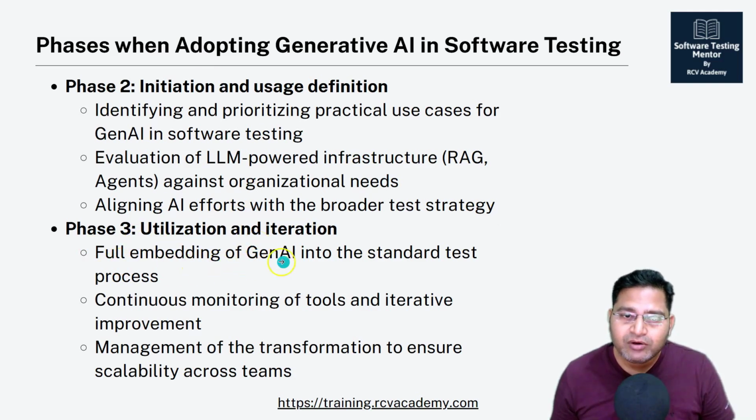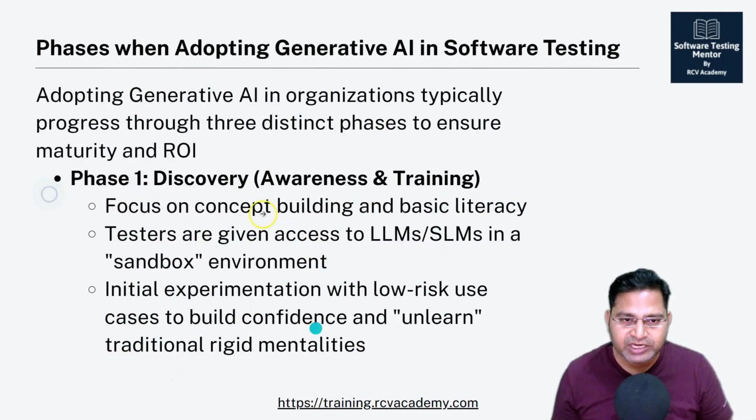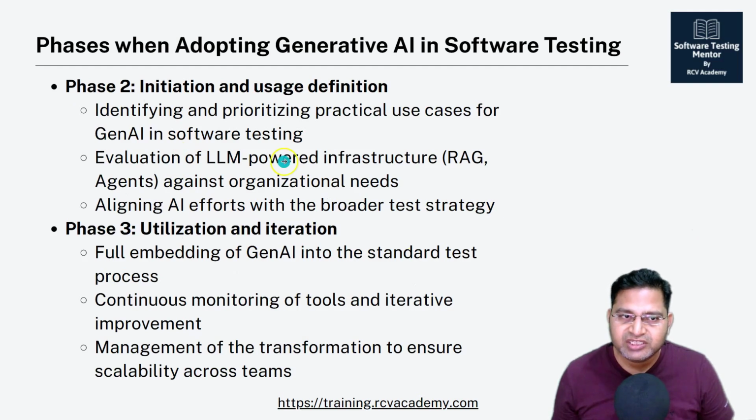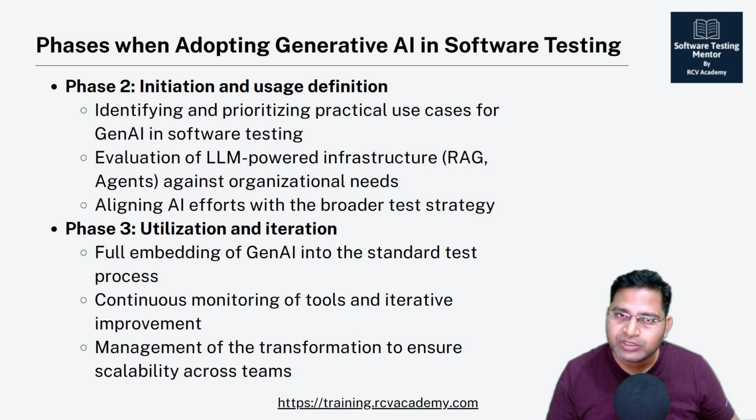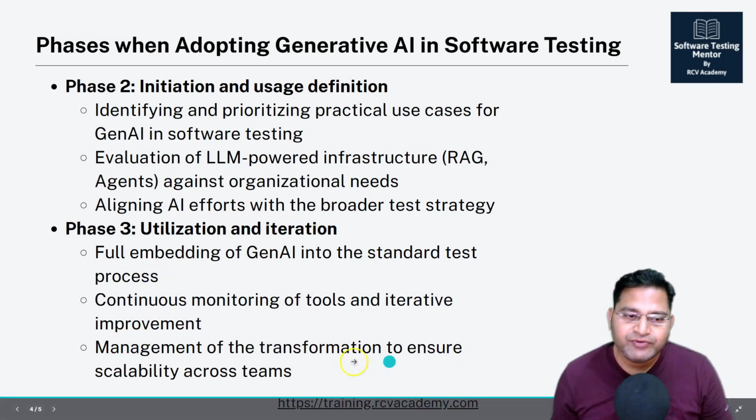Okay, so full embedding of GenAI into the standard test process. You embed it, using LLM Ops, which is how you operationalize. You start with phase 1, wherein you have the sandbox environment. Then you have the initiation and usage definition, wherein you evaluate more use cases and organizational needs. Then utilization and iteration is full embedding of GenAI in the standard test process. Then you continuously monitor the usage, how the testing team is using it, and iteratively improve the large language model or generative AI in the software testing tasks. Then management of the transformation to ensure scalability across teams. So that's basically phase 3.